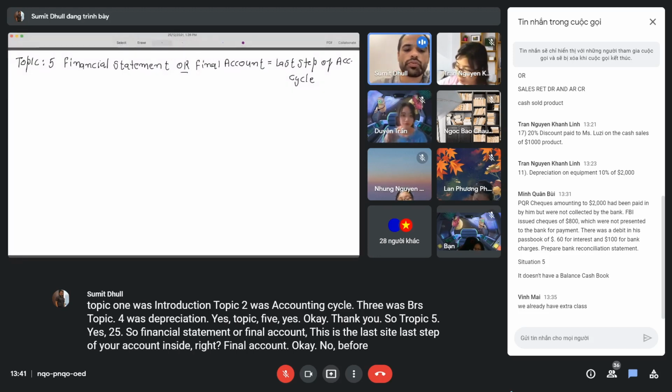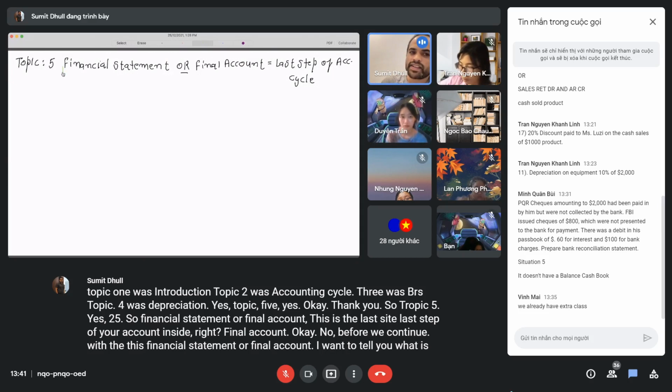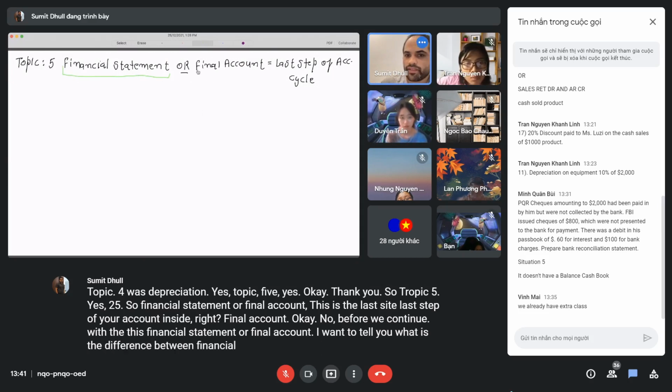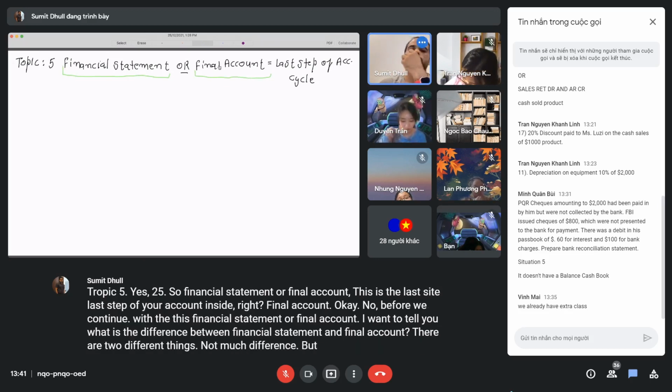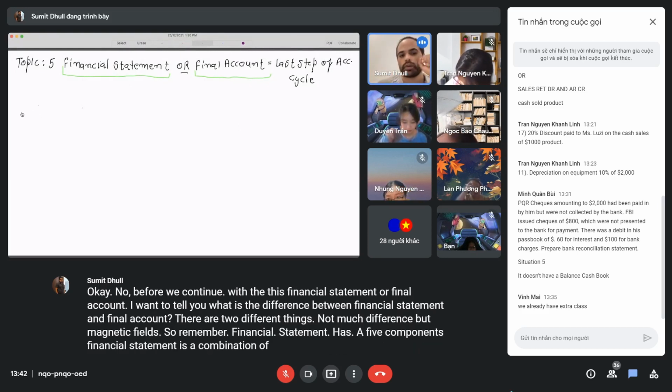Before we continue with this financial statement or final account, I want to tell you the difference between financial statement and final account. They are two different things. Not much difference, but a minor difference. So remember, financial statement has 5 components. Financial statement is a combination of 5 components.